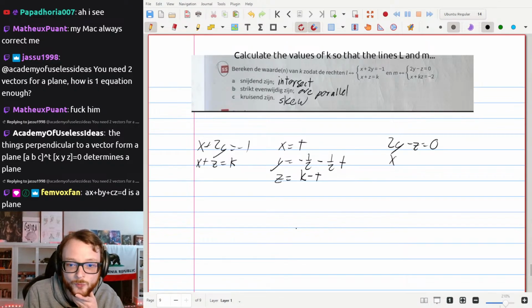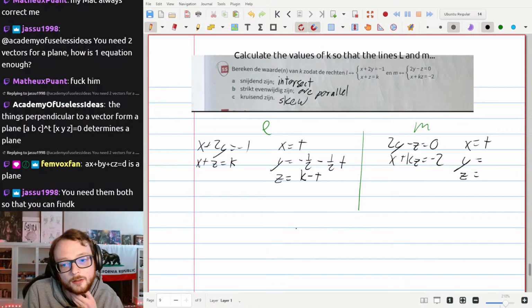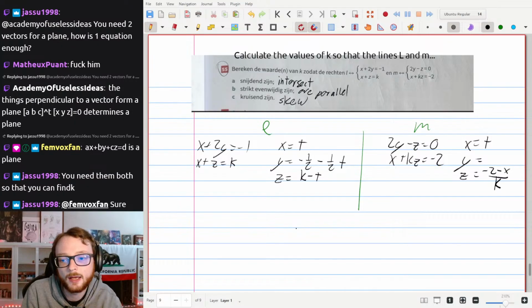I don't know what the most efficient way to do this question is. I just need to play around with this, I guess. Just force x to be t and then let the chips fall where they may. Minus 2 minus x over k. t.